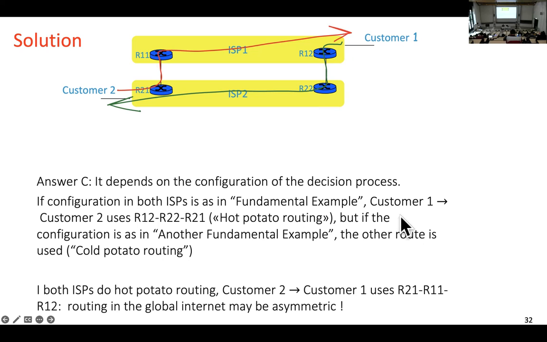For example, in the fundamental example, the difference between the configurations was the fact that you configure routers to announce every network prefix that exists in the domain, or you configure your routers to only announce network prefixes that are directly attached.